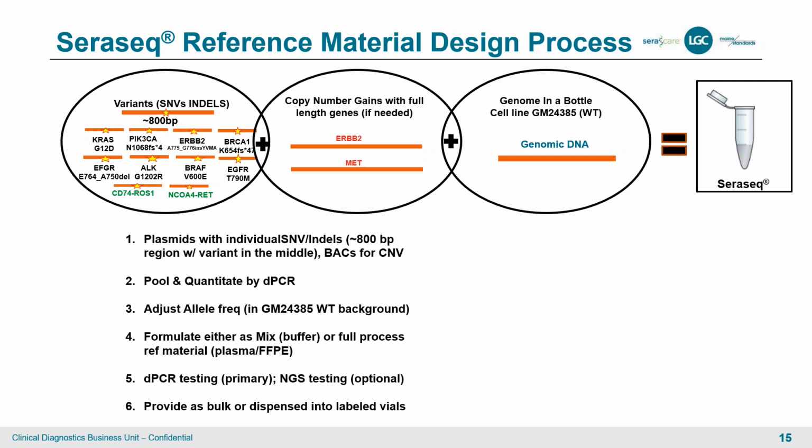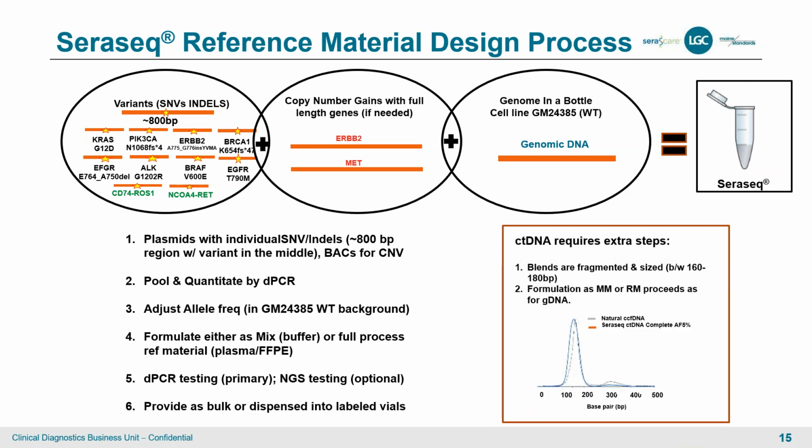So we really spent a lot of time honing this, and we continue to improve this technology and product. And we decided to do digital PCR testing. So step number five, it's very critical to know that you put the right amount of product. So we do digital PCR testing. That's our gold standard. Obviously, we supplement that with NGS testing, and sometimes Sanger to verify the constructs.